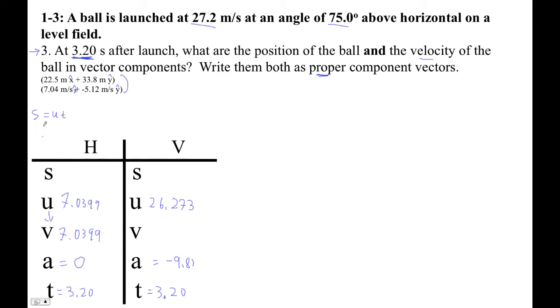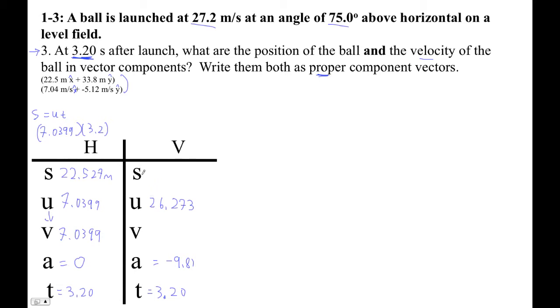So it's 7.0399 times 3.2. That's easy. For me, that's alpha A times 3.2 because I stored that value in alpha A. I get 22.527. Let's see, and there we go. It should be 22.5 meters, so we're good.